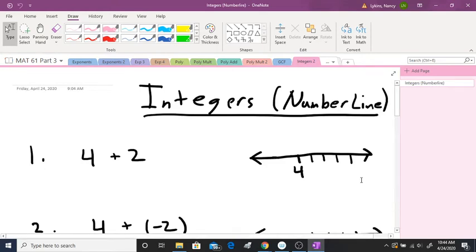Welcome back to integers, my second installment. Previously, I talked about integers, adding and subtracting them. Now I'm going to use this on a number line.